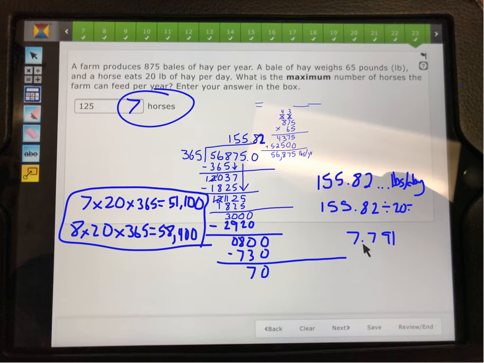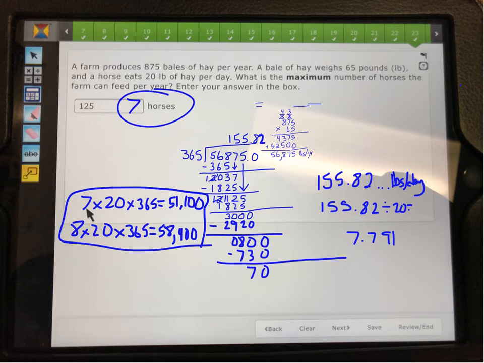And I get 7.791. Now, let me ask you, can I have 7.791 horses? Can I have like 7 horses and then a horse with 3 legs that's going to eat 0.7? No, I'm going to assume that all my horses have to be whole numbers. And this isn't 8. So therefore, I know 7 is the maximum. And I'm going to prove it over here because I always like to prove my answers.